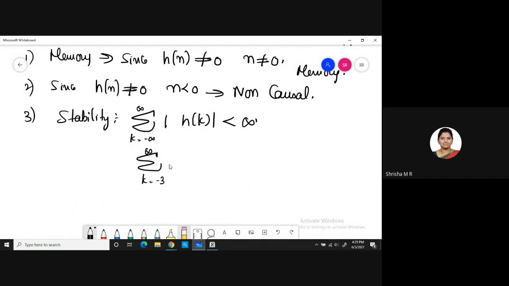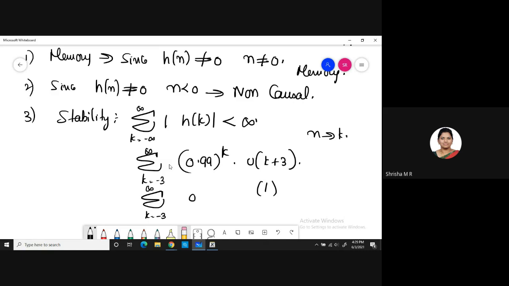So you have 0.99 to the power of k into u of k plus 3. We are replacing n with k, so we have got 0.99 to the power of k into u of k plus 3. So u of k plus 3 amplitude is 1. So you have summation k is equal to minus 3 to infinity 0.99 to the power of k. So try solving this.